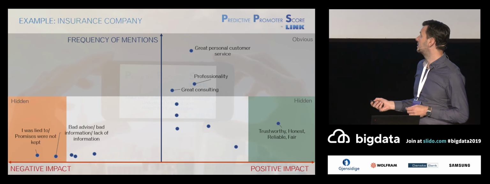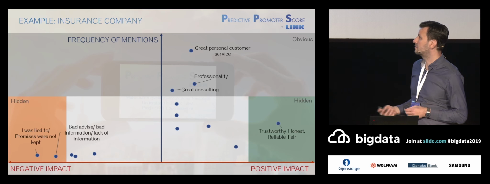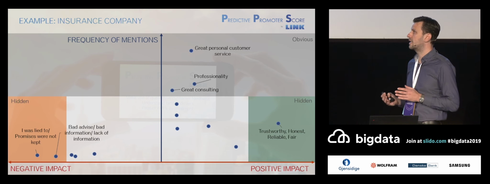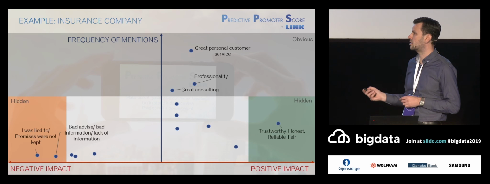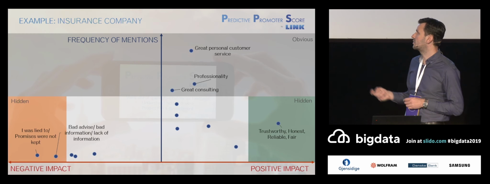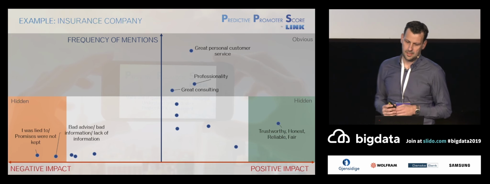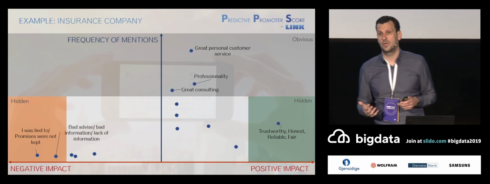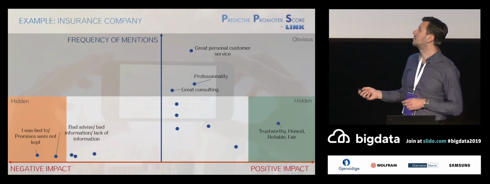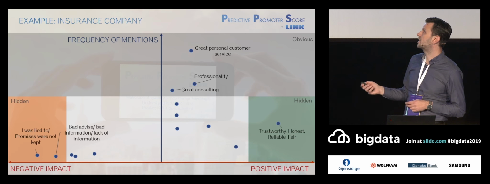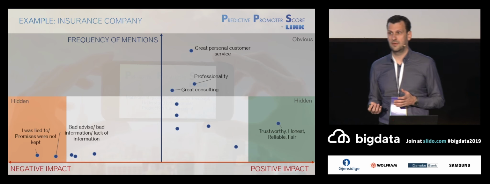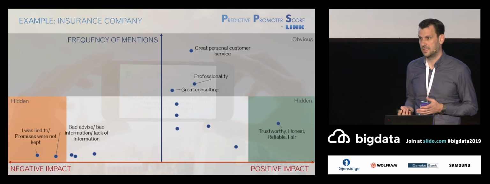And the machine learning based procedure has a very good accuracy on explaining the data, explaining the context, the causal relations. And this is why you see that, for example, in this case, trustworthiness, honesty, and so on, they pay in much more for improving the NPS than great consulting or professionality do. Also because the company is already very good at these aspects.